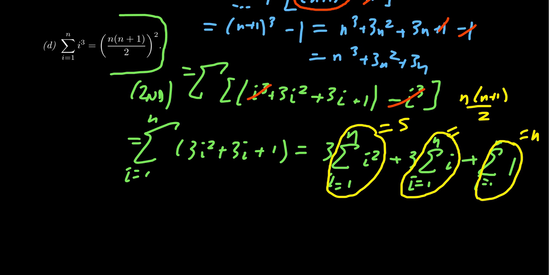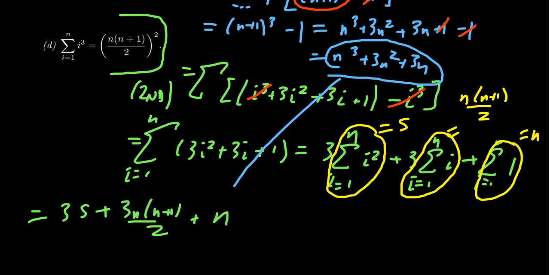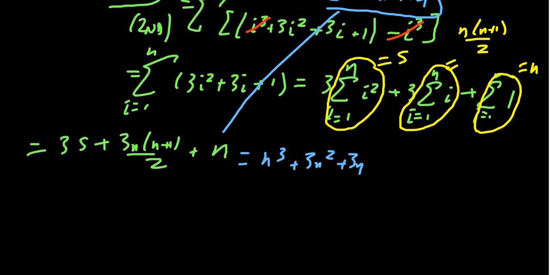And so if we apply those formulas, we end up with the following: 3 times S plus 3n times n plus 1 over 2 plus just an n right there. And so this gives us a different representation of the same thing. So let's connect this to the formula we had above. These two things count the same thing. They have to equal each other. So we end up with n cubed plus 3n squared plus 3n. And so what we're then going to do is solve for the S that's over here. We're going to do that by subtracting n from both sides. We're going to subtract this 3n times n plus 1 over 2.